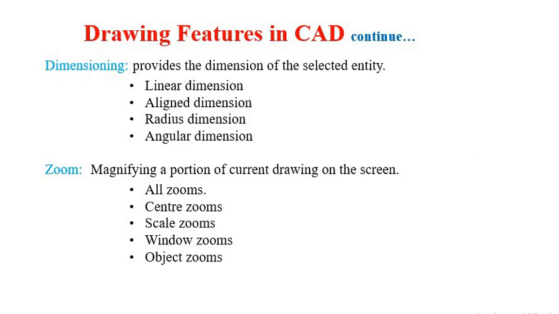Then the dimensioning feature is also provided in the CAD package. When we draw something in the CAD, we can provide dimensions to the entities we have drawn. We can provide linear dimensions, aligned dimensions, radius dimensions, and angular dimensions in the drawing. Then the zoom facility is also provided. Zoom means magnifying a portion of the current drawing on the screen. So if we want to see the object in detail, this zoom facility is provided.